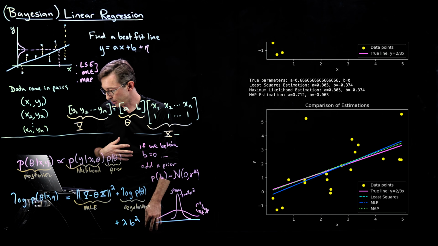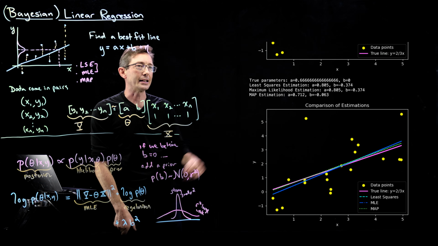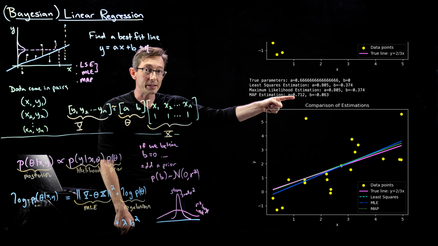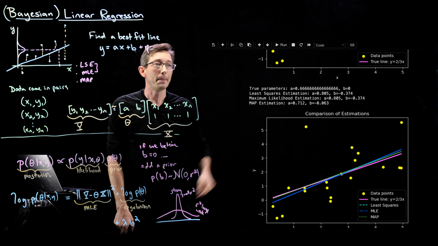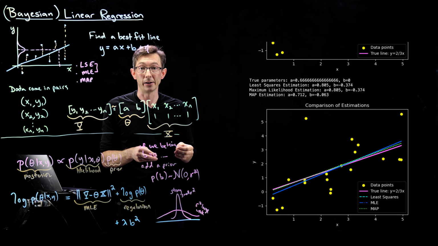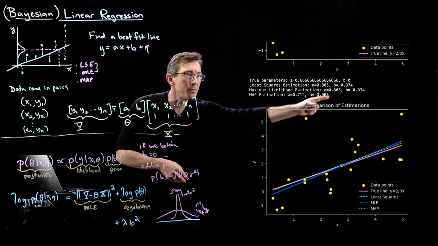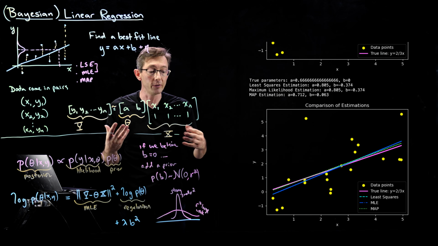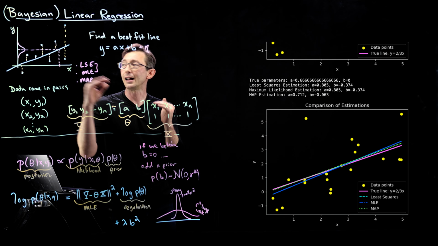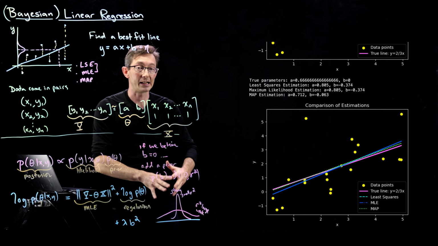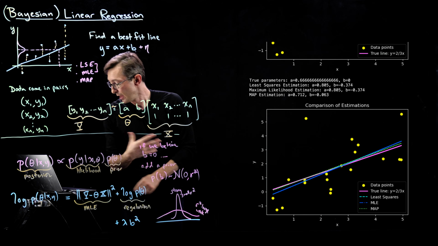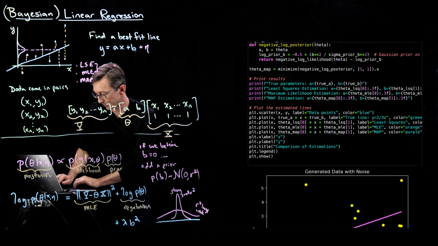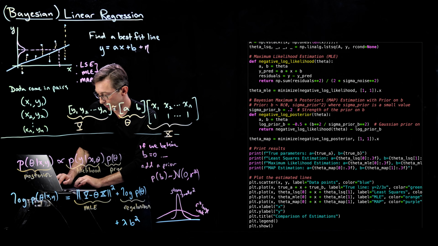Okay, so now you see that the MAP estimate, the slope is worse, and my b value is not equal to 0 anymore. It's still much smaller than it is for least squares and maximum likelihood estimate. MAP is still improving my estimate of b, but it's not nailing b equals 0 anymore because I have a much weaker prior.